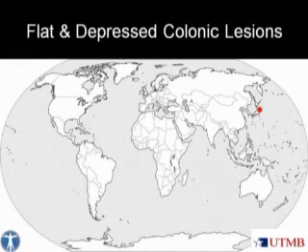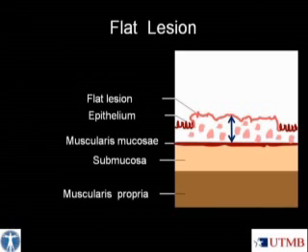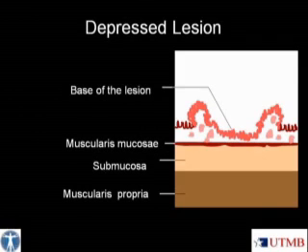Though initially thought to be a problem mainly in Japan, recent studies from the United Kingdom, Sweden, and the US have demonstrated their importance in the Western world. A flat lesion is defined as one in which the height of the lesion is less than half of the lesion's diameter. A depressed lesion is characterized by a base which is below the level of the surrounding normal epithelium.